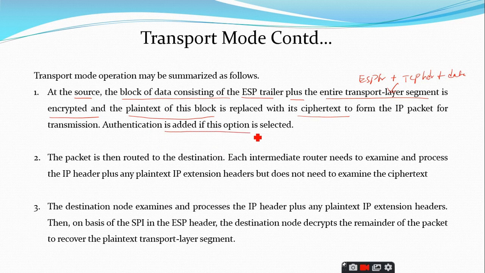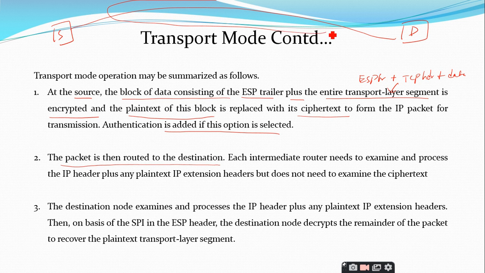And if authentication is added, which is an optional thing, no need to add the authentication all the time, but if required, you can add it and you can place it at the end. And the packet is then routed to the destination. So, you have this source here and you have this destination here, and these two, the source and the destination, are connected via the internet, let us say. So, it consists of different routers, different systems, firewall systems, anything you can have here in the network.